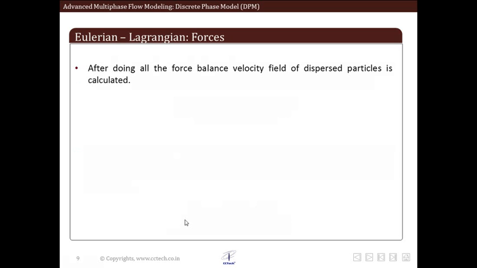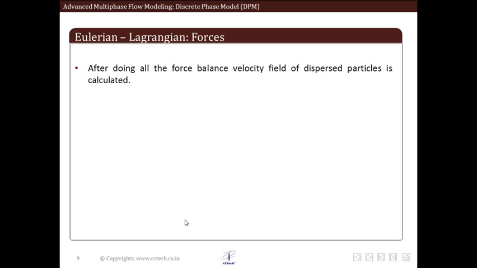Now, after doing all the force balance, the velocity field of the dispersed particle is calculated. That is, Newton's law of motion is solved. Mass into acceleration is equal to force. We already know the force terms, which are the various forces that we discussed, and we also know the mass of the dispersed particles. So velocities of all the dispersed particles are found out, and a velocity field of the entire dispersed phase is calculated.